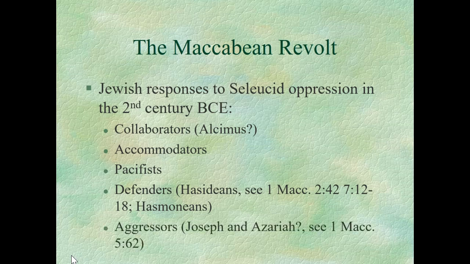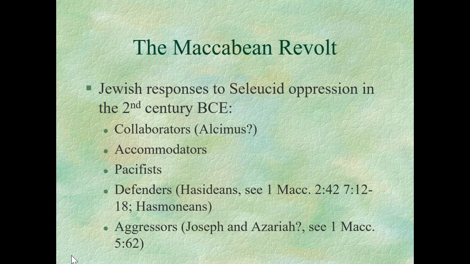And you also have aggressors. Some people are mentioned in First Maccabees 5:62, Joseph and Azariah, and these are people who may try to find ways to attack, not just defend when they're being attacked, but actually go out and attack representations of Antiochus's empire. So you have lots of different people who are responding in different ways.